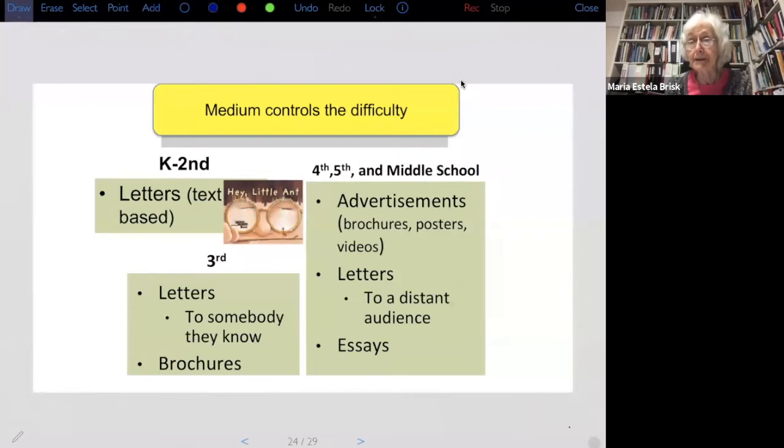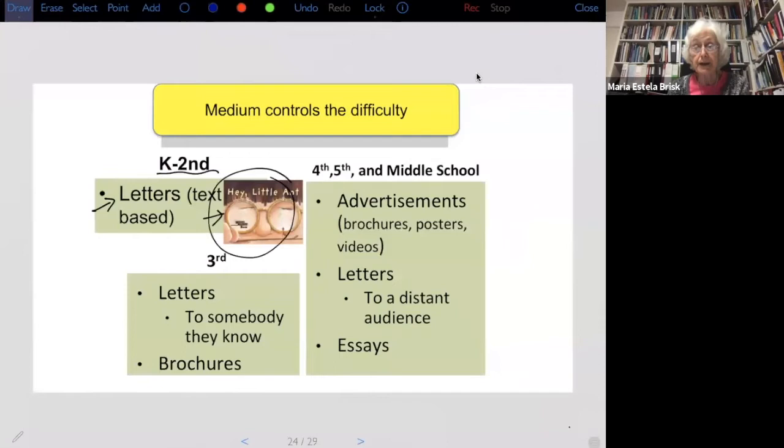And the other is the medium. So for instance, in argument writing for the early grades, we have the kids do letters just based on a text. So this text is about a kid who's about to crush an aunt, I think. And so the kids take the side either of the kid or of the aunt, and they write a letter, but they have all of the reasons and everything in the book, so they don't have to be running around doing research as in this early grade.